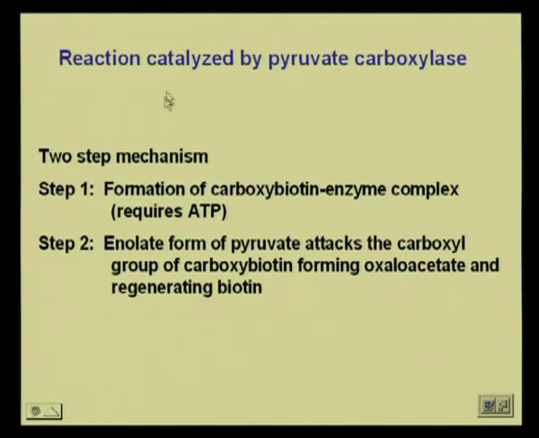For example, if we look at the reaction that is catalyzed by pyruvate carboxylase, the first thing is the formation of a carboxybiotin enzyme complex. In the formation of this carboxybiotin enzyme complex, it requires the linking with the lysine residue in the enzyme, because that is where the biotin is going to link. The second step has an enolate form of pyruvate that attacks the carboxyl group of the carboxybiotin, forming oxaloacetate.